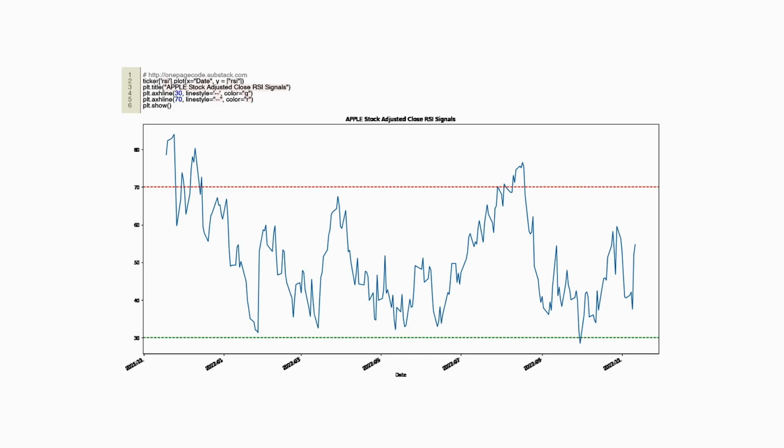This Python code snippet is part of a larger algorithmic trading application that uses deep learning.